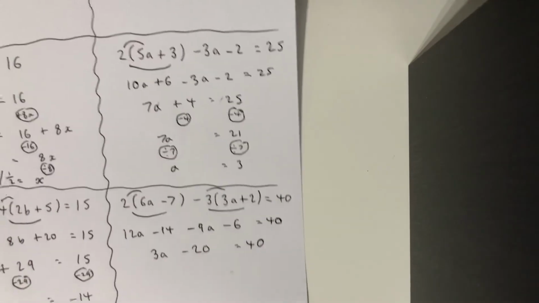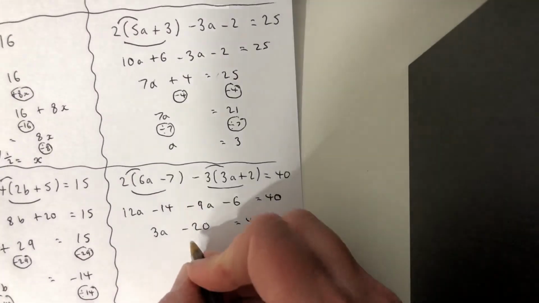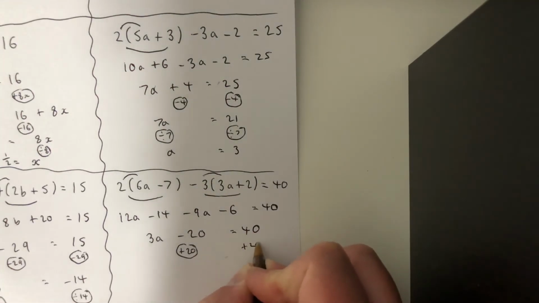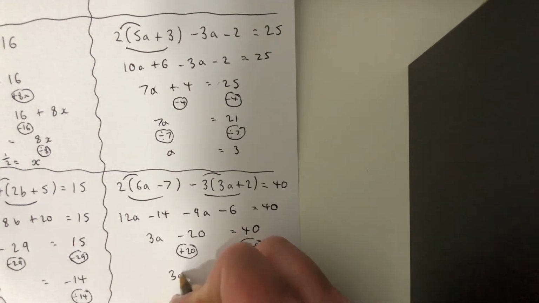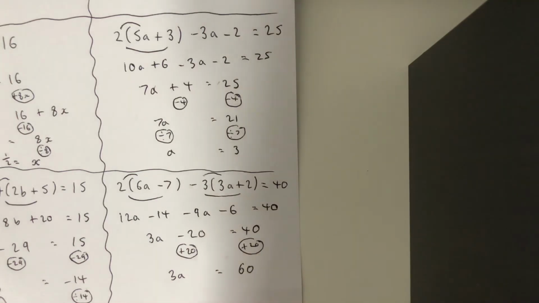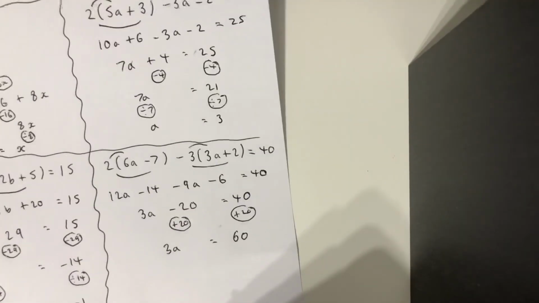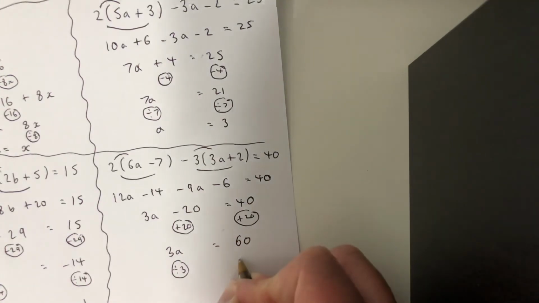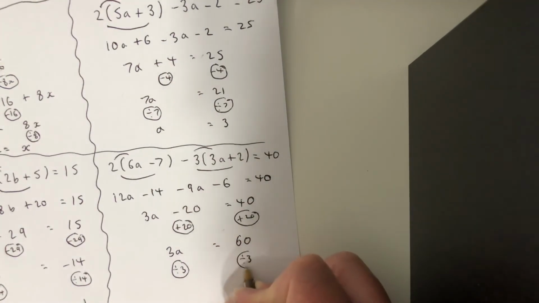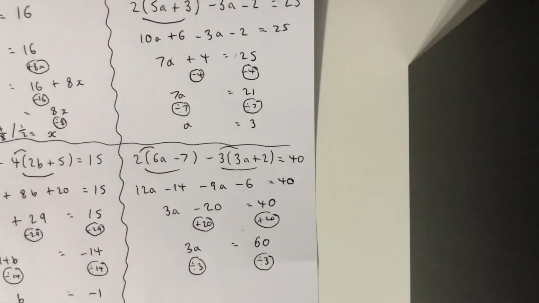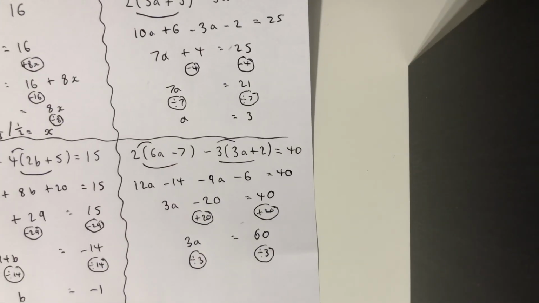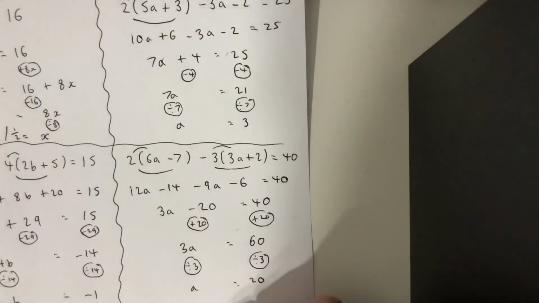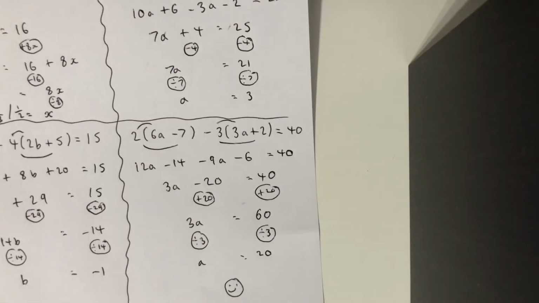Now we're at equation level. We can actually just finish it off. What's the opposite? Take away 20. Add 20. If I add 20 to both sides, that gives me 3a equals 60. And we're nearly there. What number times by 3 gives you 60? I'm waiting. Go on, someone say it. Okay, brilliant. Thank you very much. All right. a is 20. And there we go.